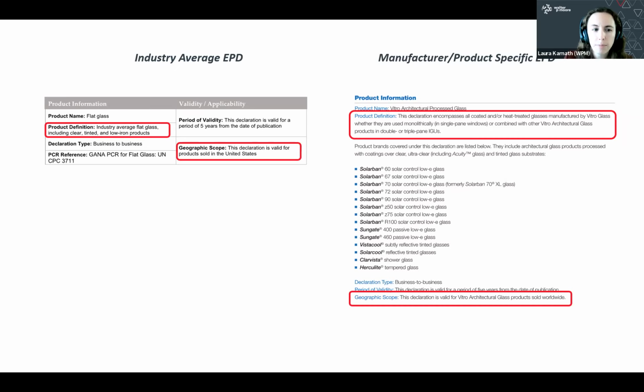We also have to look at geographic scope. So if my project's in the US, either of these EPDs will apply to me. The industry average one is for products sold in the US. This Vitro one is the average for all of Vitro's products that they sell all over the world, but that covers me in the US, so that's okay.